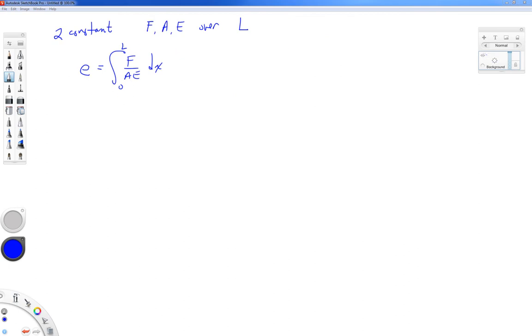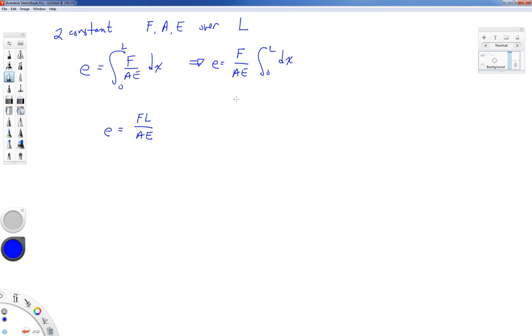All right, so we have our general form that has all these terms inside the integral. But now we're going to consider if these forces, areas, and material properties are constant along the length. Each one of them can be taken out in front of the integral, and we're left with just integrating dx. If we integrate dx along the length of the bar from 0 to L, all we get is L. This is going to be a very important formula for us in this course. Little e is equal to FL over AE.